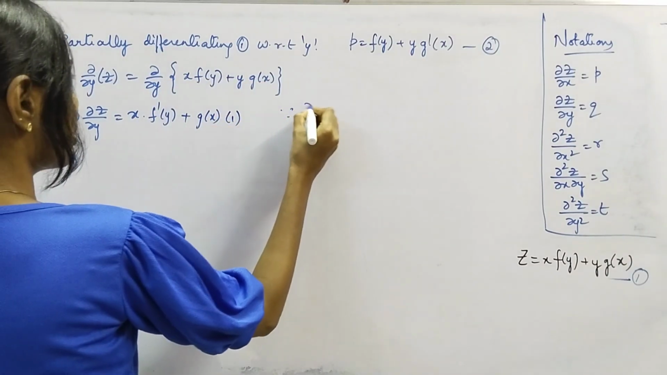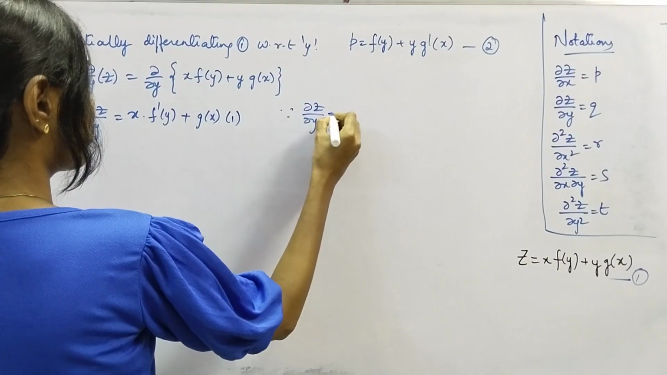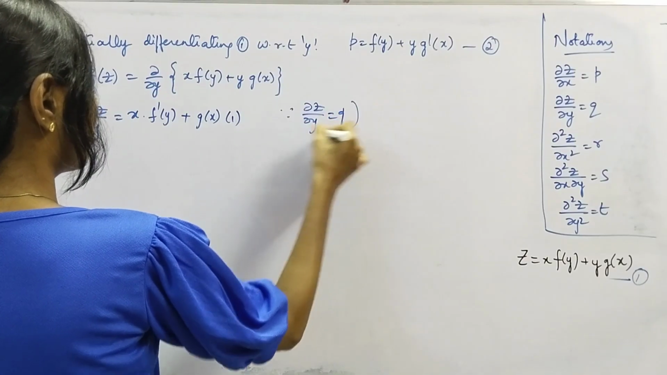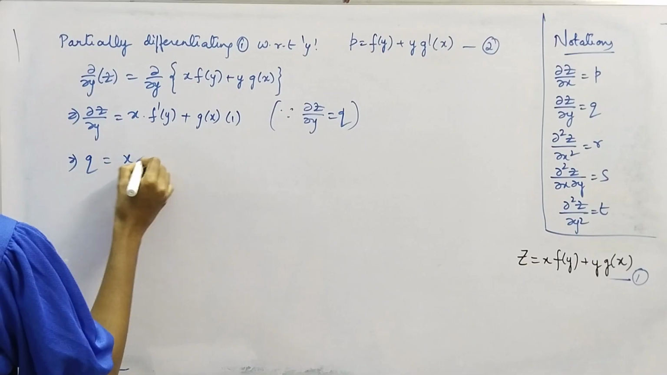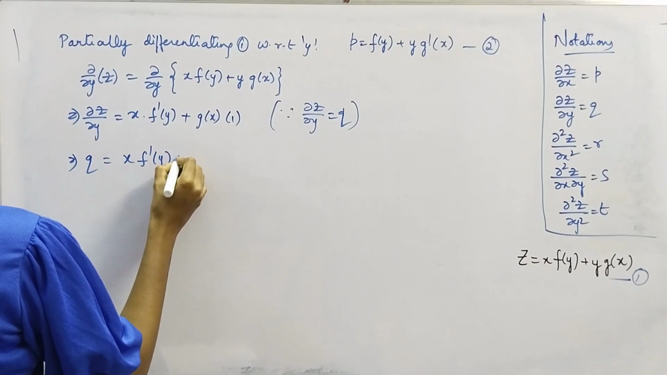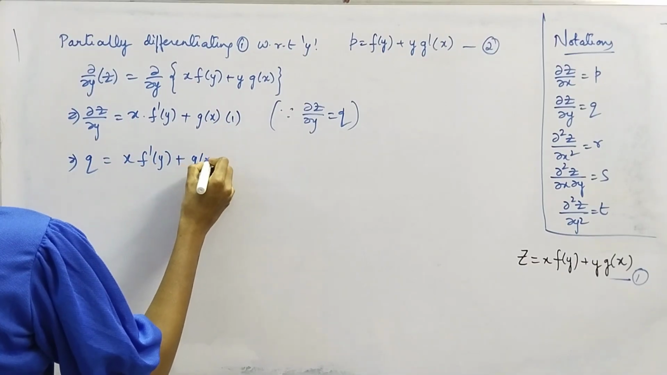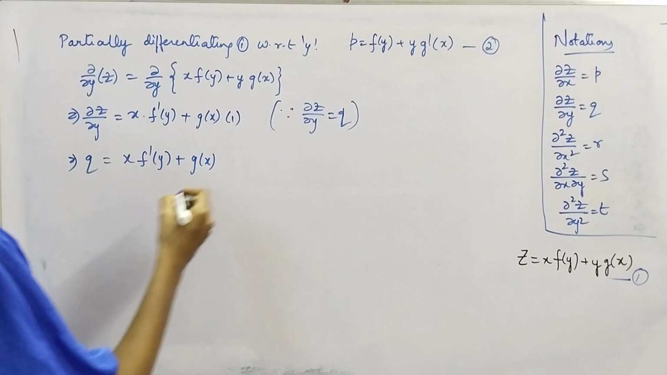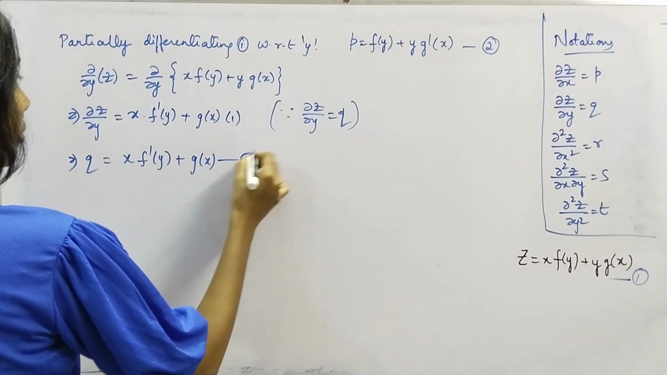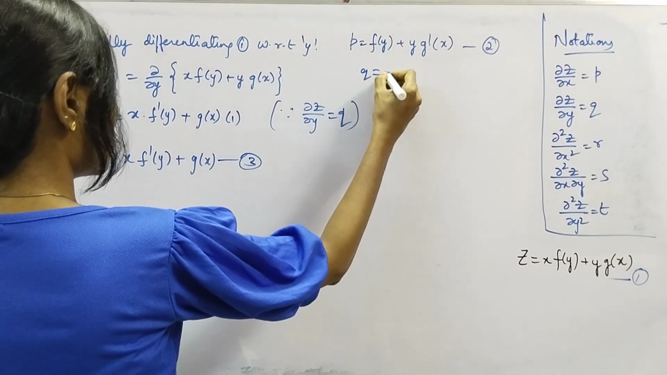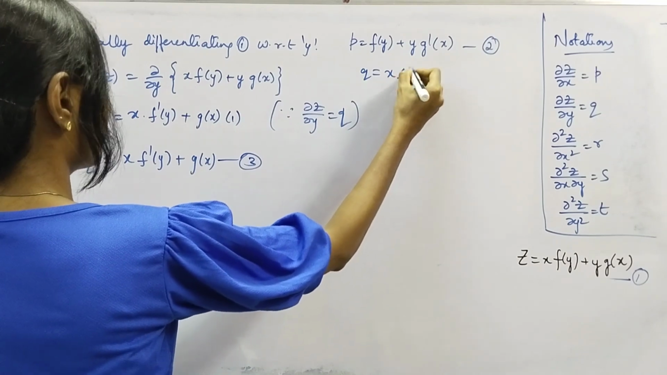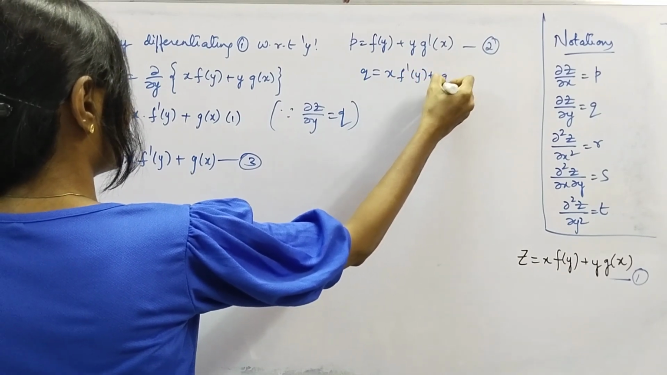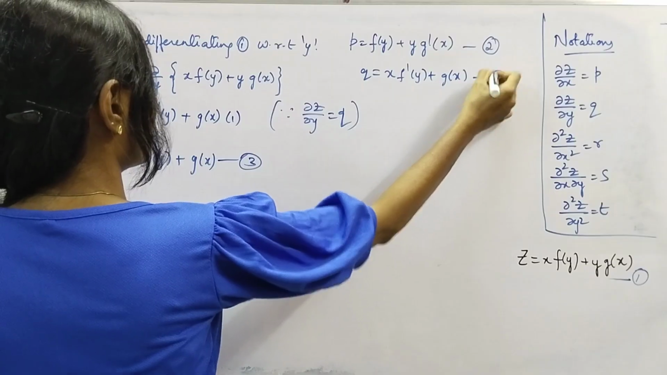Since we know that dou z by dou y equal to q, just replace it by q. Q equal to x into f dash of y plus 1 into g of x is g of x. Consider this as equation number 3. See, equation number 2 involves p, equation number 3 involves q. Now let's find the equation involving r.